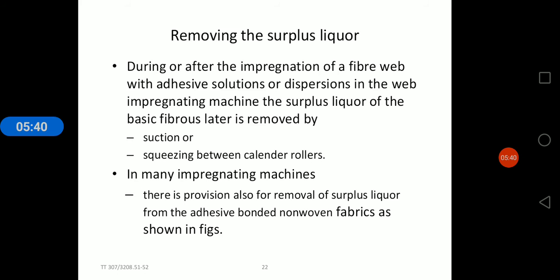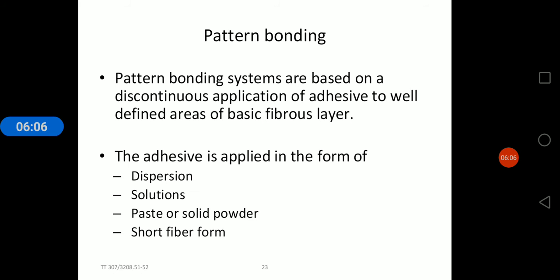Removing of surplus liquor during or after the impregnation of fiber web with adhesive solutions or dispersions. In impregnating machines, the surplus liquor of the basic fiber layer is removed by suction or squeezing between calender rollers. In many impregnating machines, there is a provision also for removal of surplus liquor from the adhesive bonded non-woven fabrics.